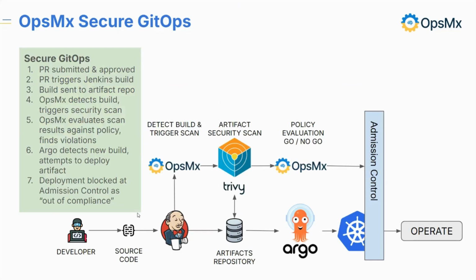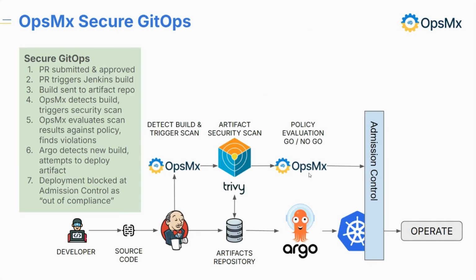In the demo, you're going to see what we call secure GitOps, where we're adding another kind of parallel workflow that happens in the background while the GitOps process is going. And so when that PR gets submitted and approved and triggers the build in Jenkins, and puts the build in the artifact store just as it normally would, our OpsMx product is going to detect that build, and we're going to use that to trigger a security scan. In the picture here, we're using Trivy to do that security scan. And then we're going to evaluate the results of that security scan, and from that make a go, no-go decision.